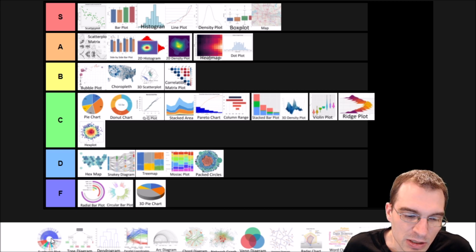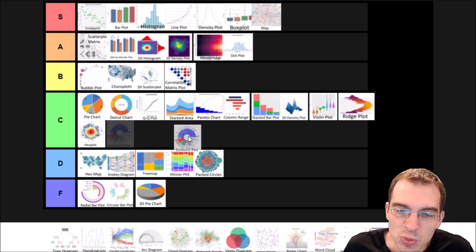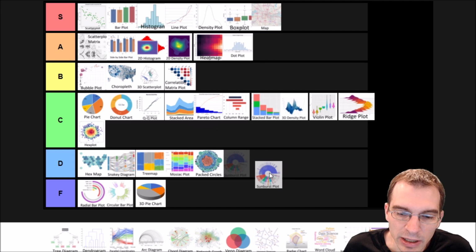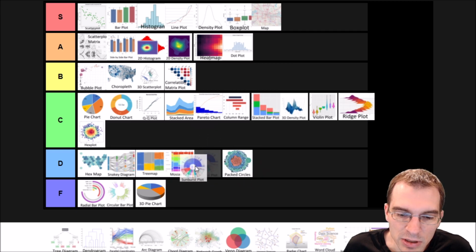Next we have the Sunburst Plot. Again, this is one that kind of looks cool, but getting actual good information out of it is not so easy. So I'm going to put this one at the D tier, maybe above some of these other ones that are maybe even harder to use.